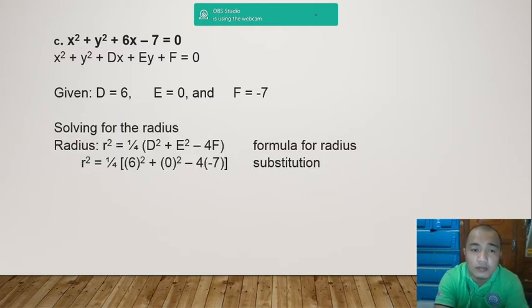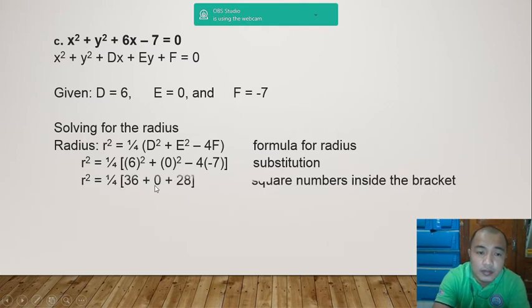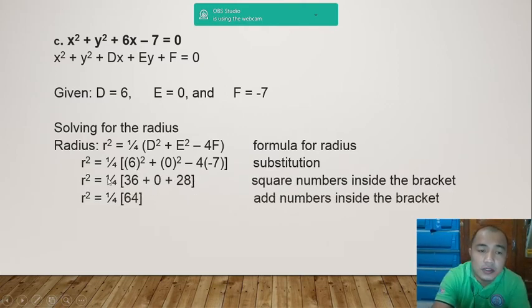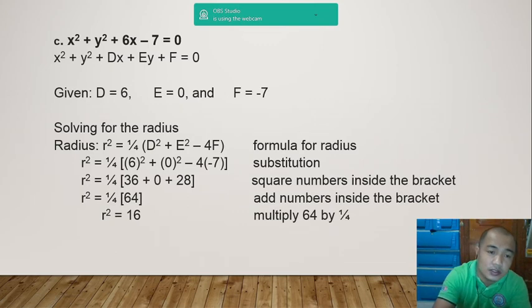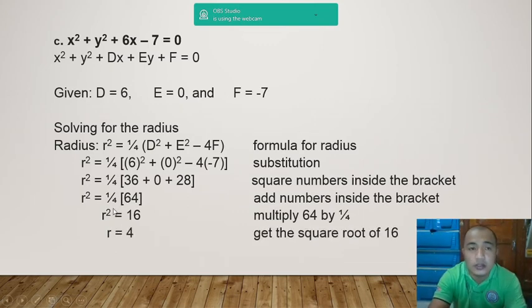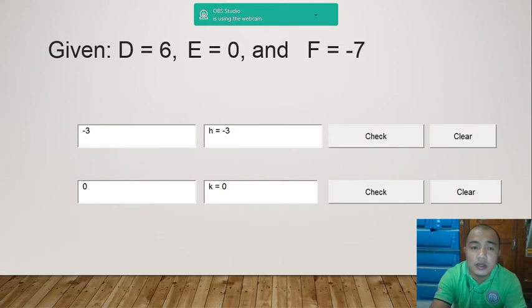Then, let us solve for the radius formula. Substitute it in the formula. 6 squared plus 0 squared minus 4 times negative 7. Then, square. 36 plus 0 plus 28. So, 36 plus 0 plus 28, 64 multiplied by 1/4 or divide by 4. That's equivalent to 16. So, get the square root of both sides. R equals 4. So, the radius is 4. How about the center? Yon, radius is 4.